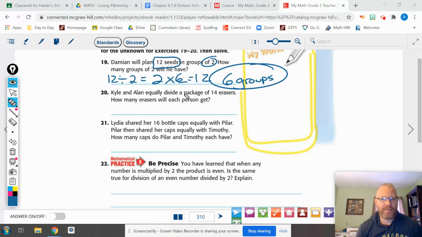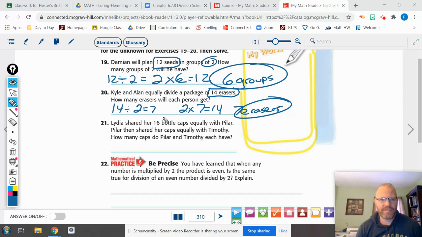Kyle and Alan equally divide a package of 14 erasers. So 14 divided by 2 people. And that's the same as saying 2 times 7 equals 14. So we have 7 erasers.